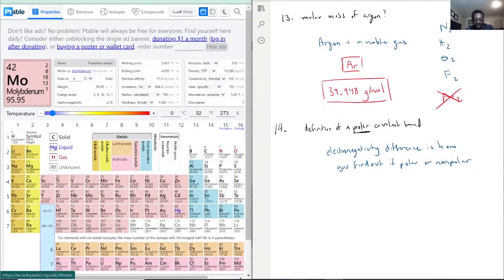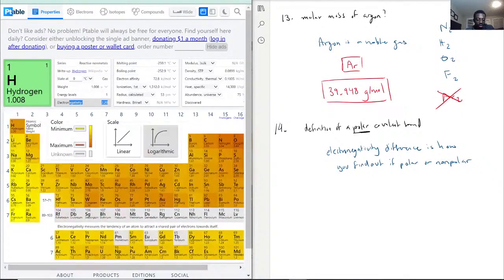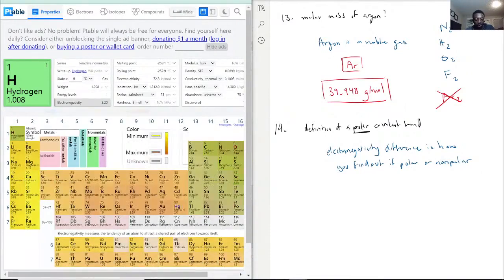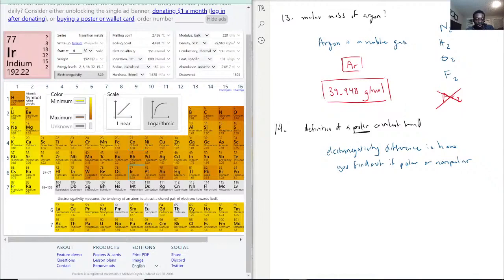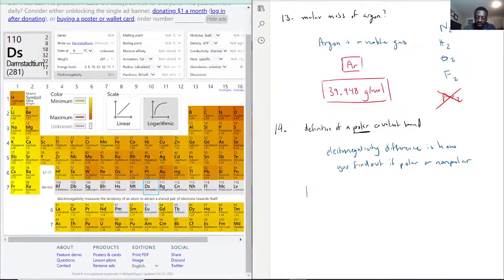You should have a sheet as well, because some periodic tables don't include it. But if we hover over these elements, for example, hydrogen, let's start there. You see this has an electronegativity of 2.20. Oh, that actually shows the electronegativity. Okay, there we go. So let's switch over to electronegativity. That's perfect, because right now it's showing logarithmic. This is more linear.